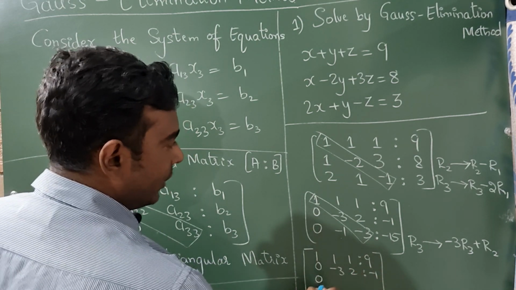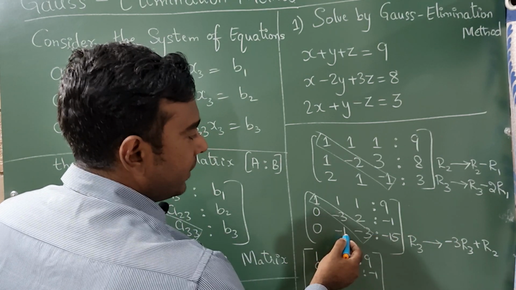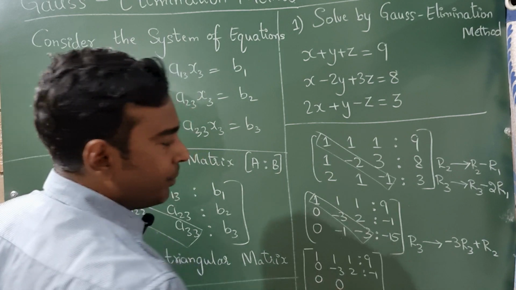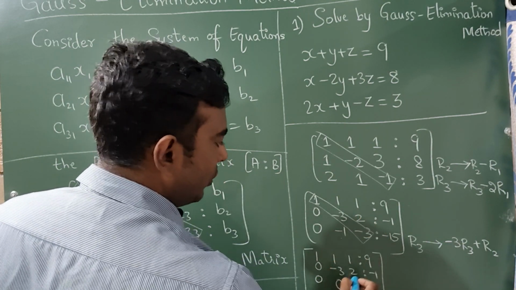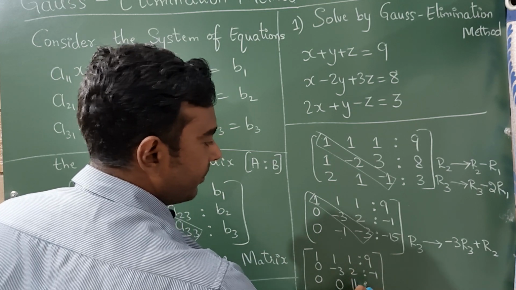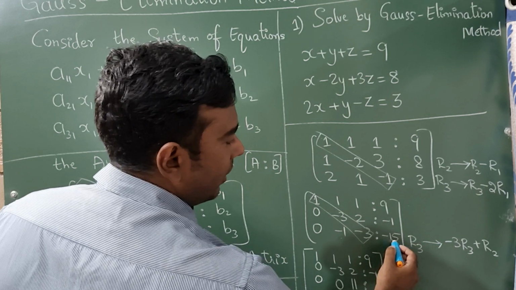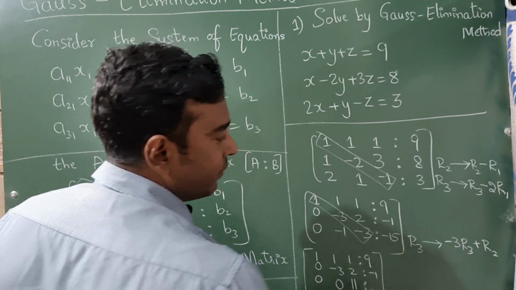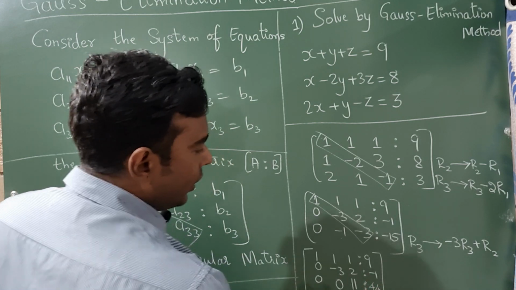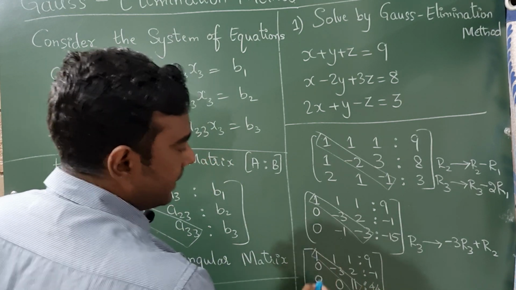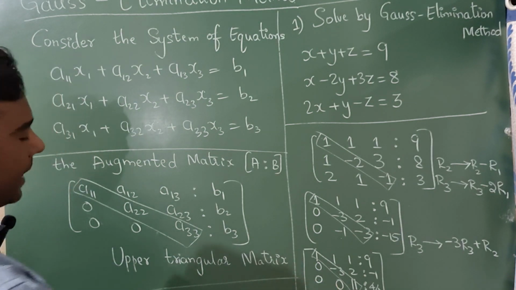Okay, this 0. Minus into minus is plus. 3 into 1 is 3. Plus 3 minus 3 will become 0. Minus into minus is plus. 3 3s are 9. 9 plus 2 will become 11. Next, minus into minus is plus. 15 into 3 is 45. 45 minus 1 will become 44. So you can see this is called an upper triangular matrix. These elements are 0.